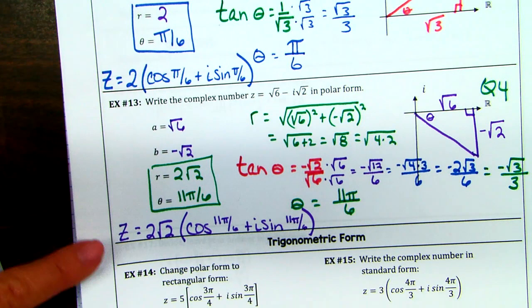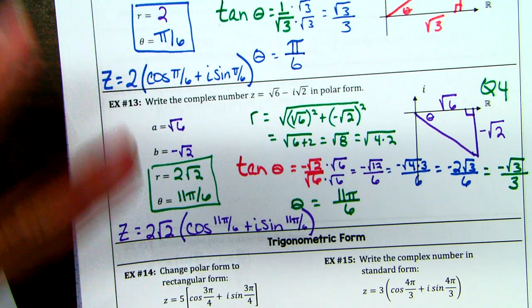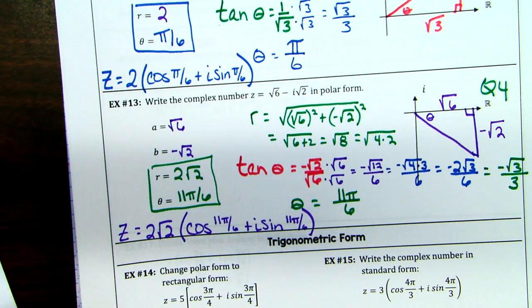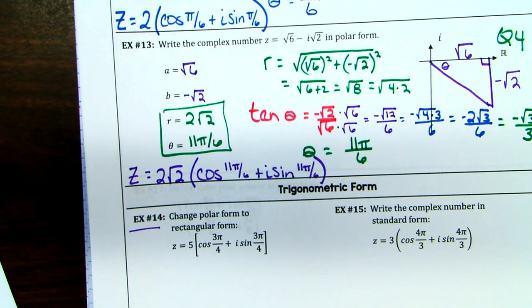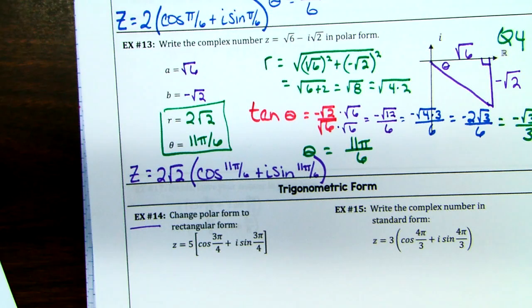Okay, those are the harder ones. I mean, not that that's hard, but there's more work involved. We're just going to do one more as our last one, going from polar to rectangular. These are the quicker, easier transitions.